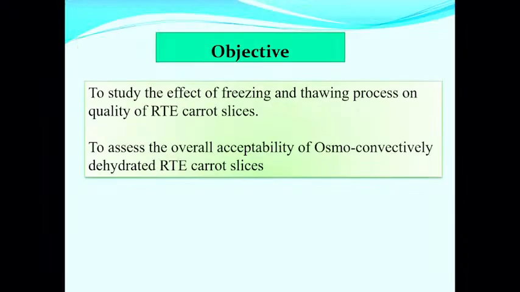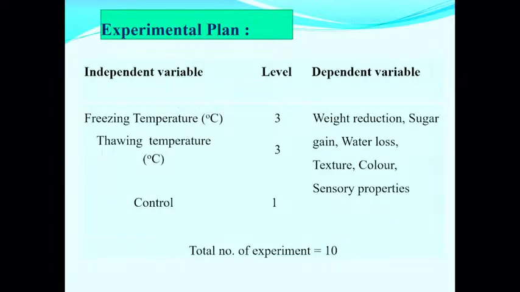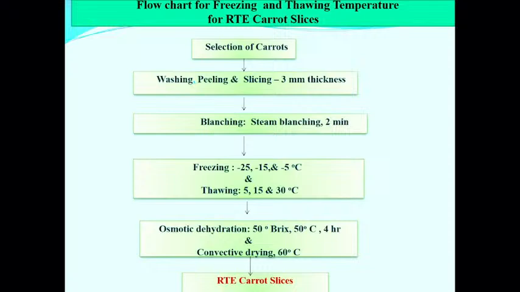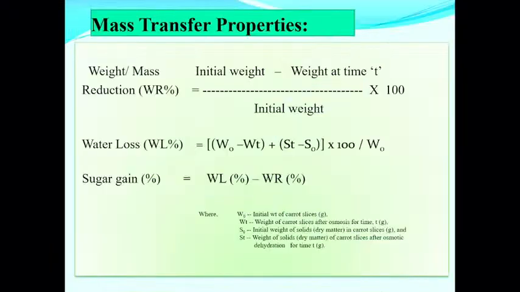Here are the objectives: to study the effect of the freezing and thawing process on the quality of RTE carrot slices and to assess the overall acceptability of the osmo-convectively dehydrated RTE carrot slices. These are the treatments: freezing temperature at 3 levels, thawing, and a control. And these are the dependent parameters to assess the quality of the RTE carrot slices prepared with varying freezing and thawing temperatures. These are the formulas we use to determine our dependent parameters.